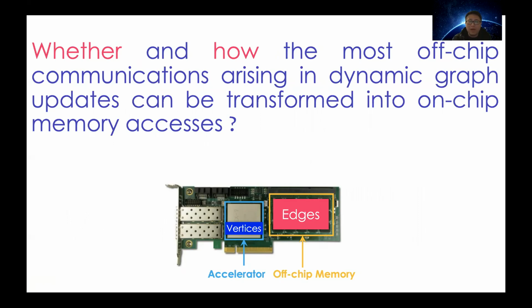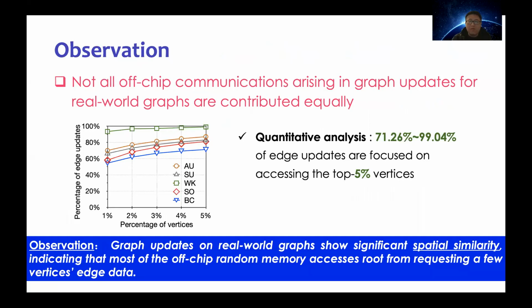We observed that dynamic graph updates operating upon real-world graphs show significant spatial similarity for off-chip edge data access, in the sense that most random off-chip memory requests come from accessing the edges associated with a few high-value vertices. Consider the real-world dynamic graph wiki. About 99% of edge updates are associated with only 5% of vertices.